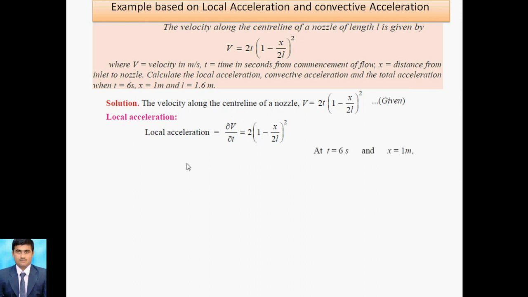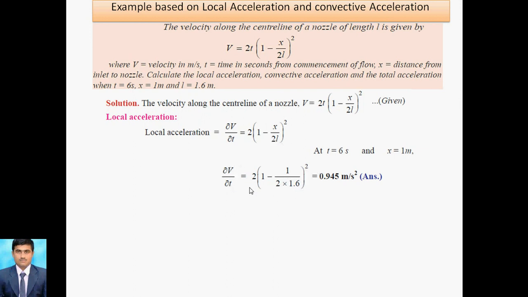Now we put the values: t is equal to 6 seconds, x is equal to 1 meter, and L is equal to 1.6 meter. After putting these values, we get 1 as it is, x is 1 meter, and L is 1.6 in the bracket square.